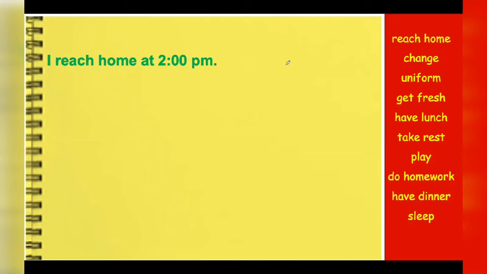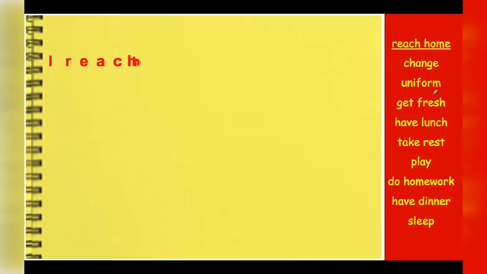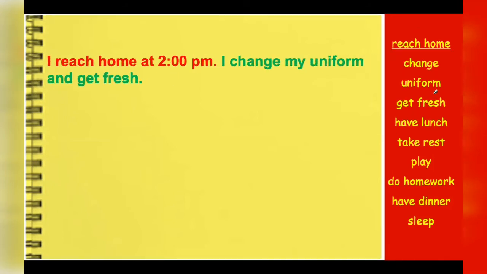So the next sentence is change. Next word is change uniform. Get fresh. I think we can just join both of them, right? Change uniform and get fresh. So how we'll just write it in the sentence? Let's just have a look. I change my uniform and get fresh. Very good. Okay. We have made the sentence by joining.